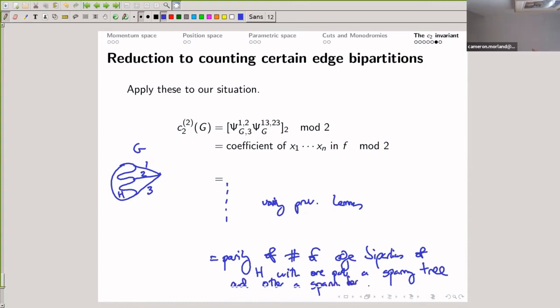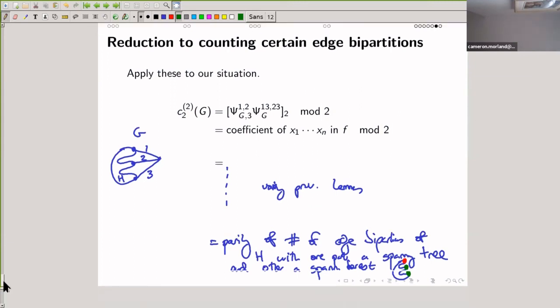But not just any one. It has to be a spanning forest where this vertex is in one of the trees and the other two vertices are in the other tree. So I'm just going to draw a picture to represent that. I'm going to draw the graph, and this color means that that vertex is in one of the trees, and these two being the same color means that those two vertices are in the same other tree. And there's only two trees. It's a two forest.